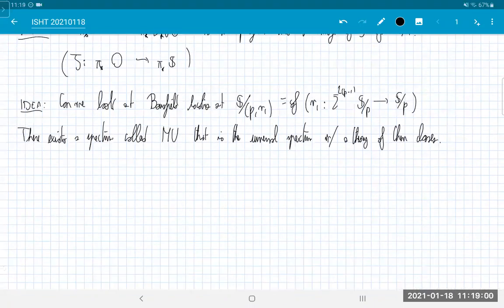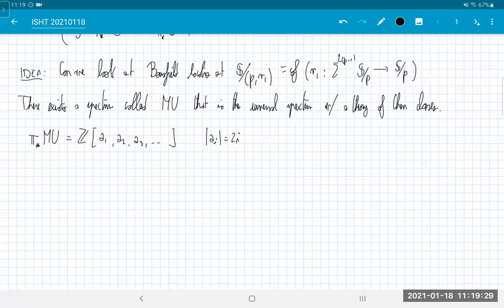But such stuff exists. And pi star of MU is particularly easy to understand. You can write it as an infinite polynomial ring with a_i in degree 2i, but that's not actually a very useful description. I mean, no, it is useful, but it's not a very conceptual description. It's better to understand it in terms of formal group laws.